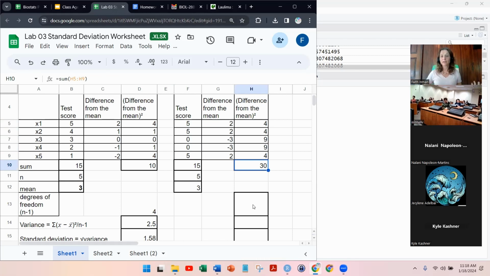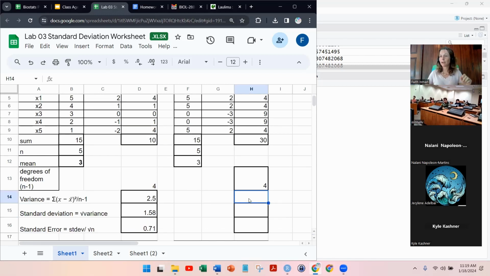Okay, now we want to calculate the degrees of freedom. So the degrees of freedom, again, is just n minus 1. Degrees of freedom can be calculated differently for different tests. For this, it's n minus 1. So you just say equal to your n, 5, minus 1, it's 4. Same degrees of freedom, right?